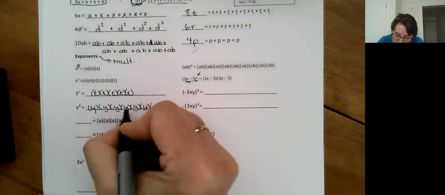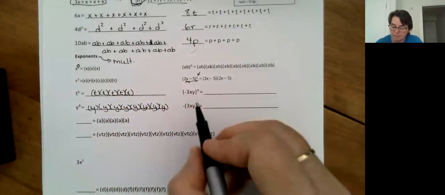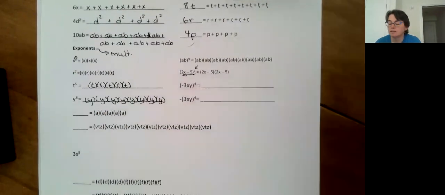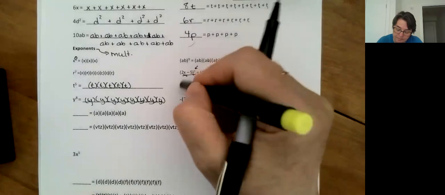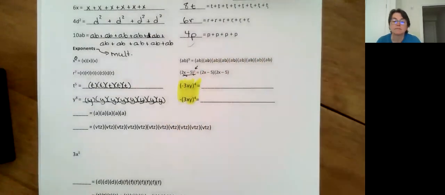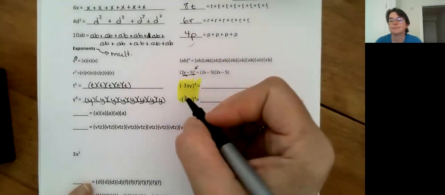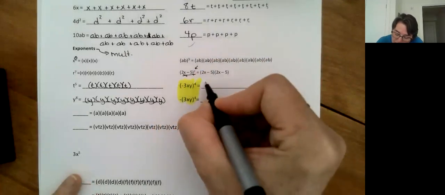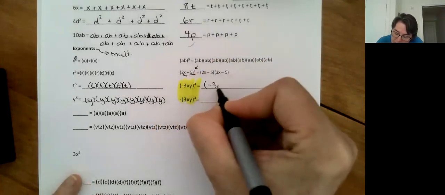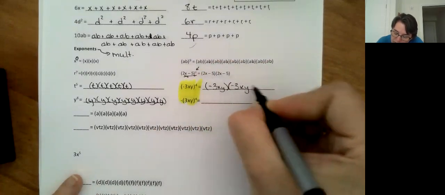One, 2, 3, 4, 5, 6, 7, 8. Okay, these ones over here, these are important. So they look like almost exactly the same question, but there's a slight difference and it makes a difference. You know what I mean? Because this negative is inside the brackets, that's going to tell me I go 3xy, negative 3xy.